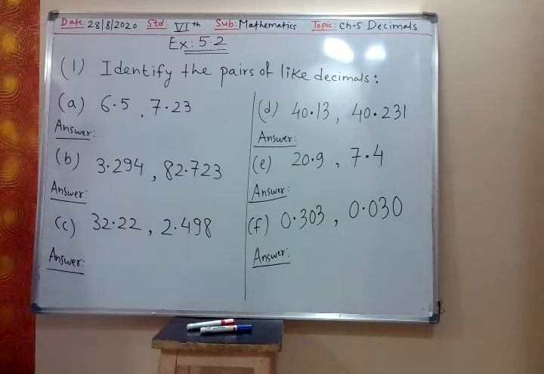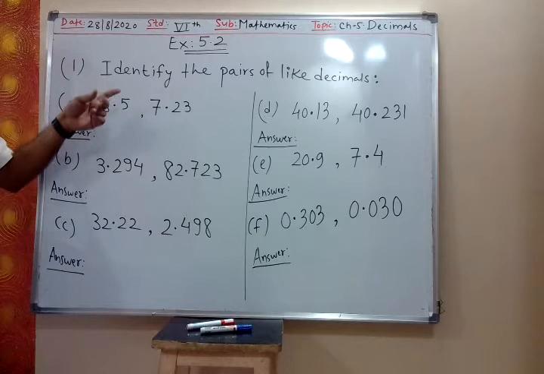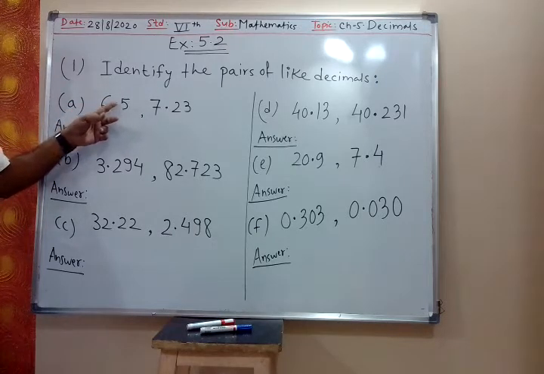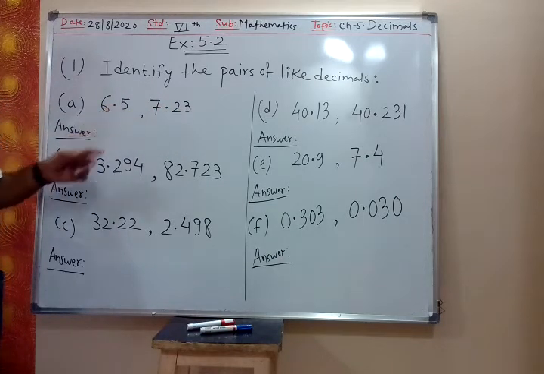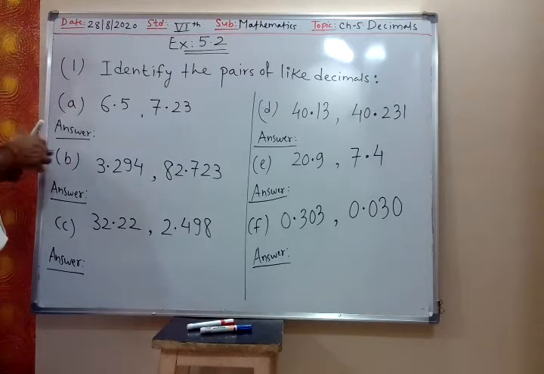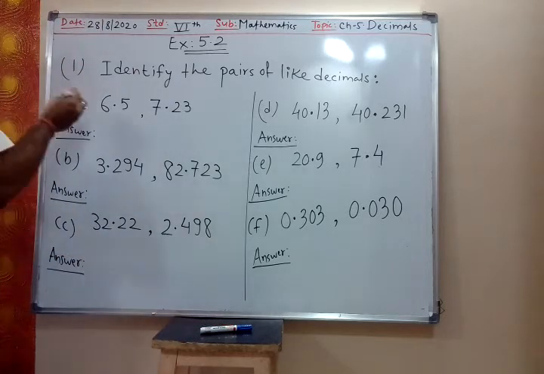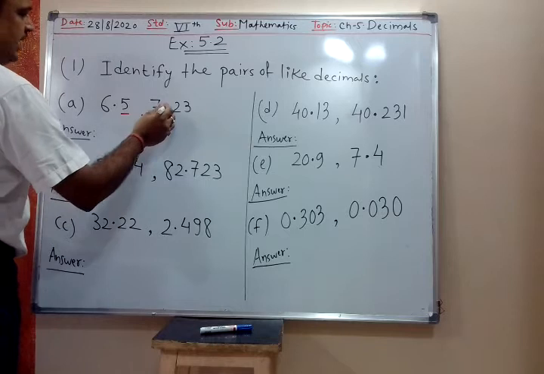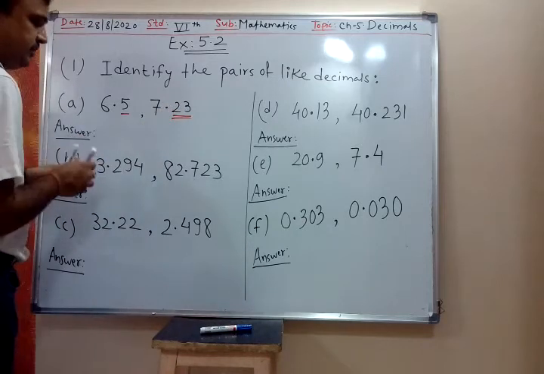Sideways you can write. See, yesterday we have seen like decimals. Like decimal means after point, the number of digits should be the same. For example, after point there is one digit, and after point there are two digits. So they are not same.